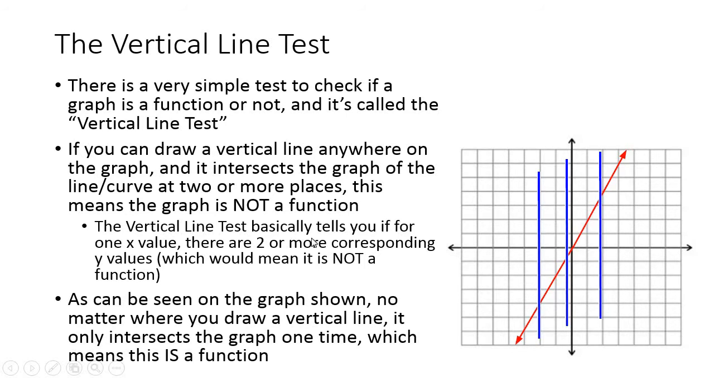So the vertical line test basically tells you, look at where my cursor is here, if for one value of x there are two or more corresponding y values. So if you drew a vertical line, and the vertical line is representing a value of x and then it's intersecting at more than one point on the line, that means there's more than one possible value of y. And therefore it would not correspond to a function. So as can be seen on the graph shown here, no matter where you draw that vertical line, it only intersects the graph one time, which means this is a function.